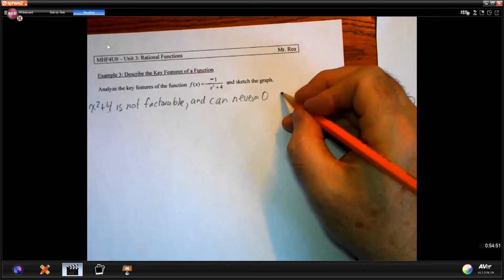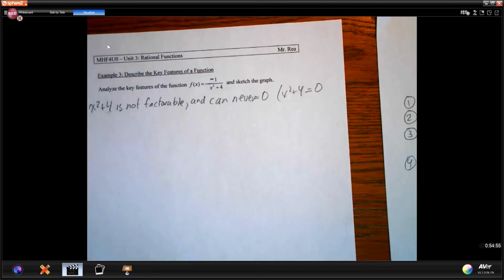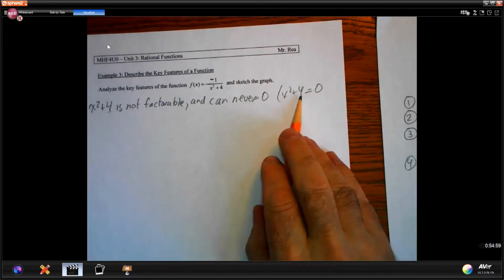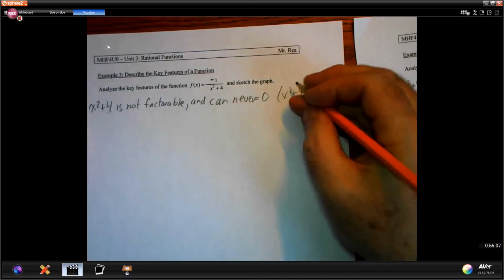Because if you tried to set it to 0, normally you subtract 4 from both sides, x squared equals negative 4. Well, you can't do that. Whenever you square a number, the lowest you can get is 0. So this has no solution.